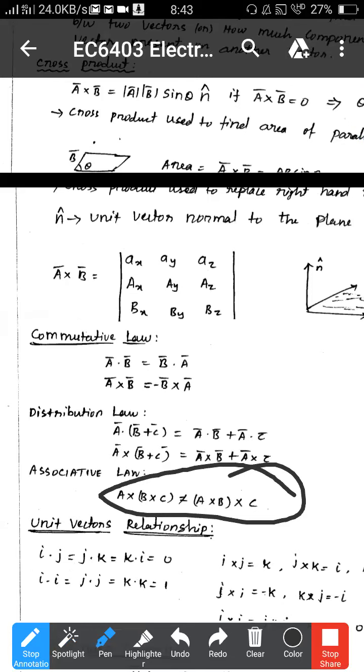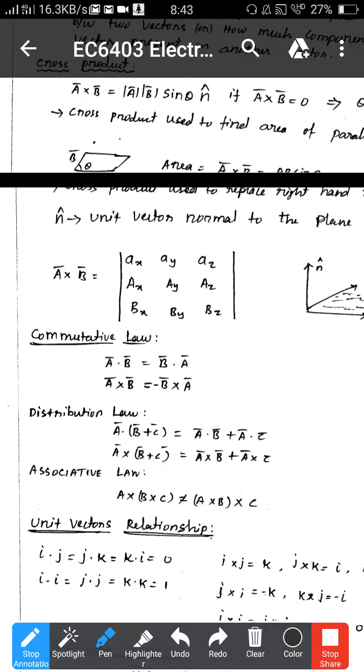What do you mean by associative law? Whenever there are three vectors, please note down in your notes. Generally, you will have a confusion between commutative law and associative law. Commutative means you have to take only two variables. Associative means a minimum of three variables.